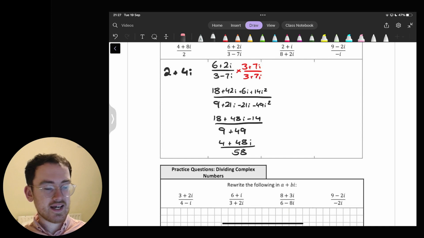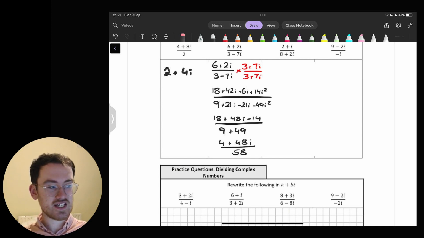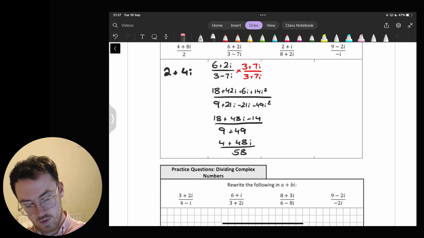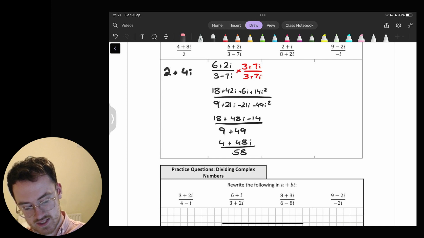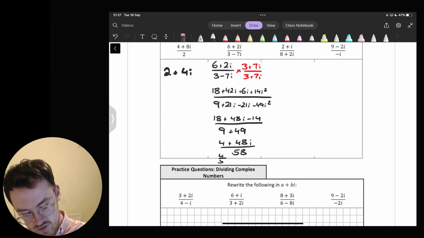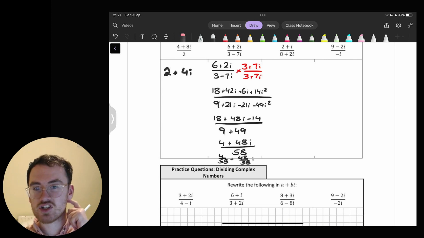So the only last thing we can do is just to split it out into two fractions, because we don't want to rewrite it as one whole fraction. We want it in that a plus bi format. So we would write it as 4 over 58 plus 48 over 58i, separating it out into two fractions there.